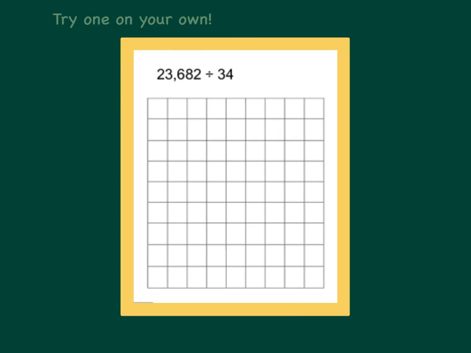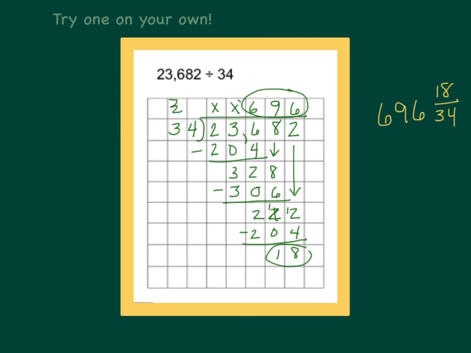Pause the video again as you try this problem. 23,682 divided by 34. Well, did you get 696 and 18/34? I hope you did.